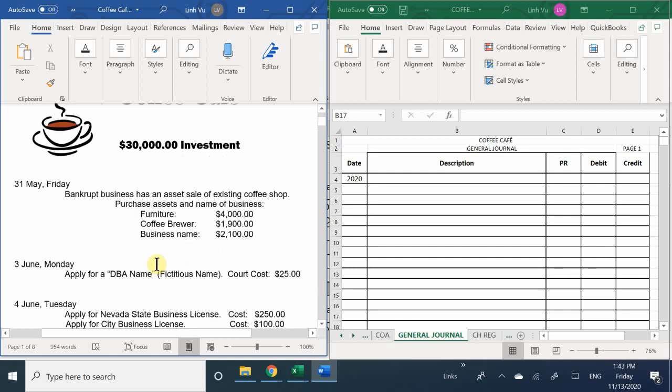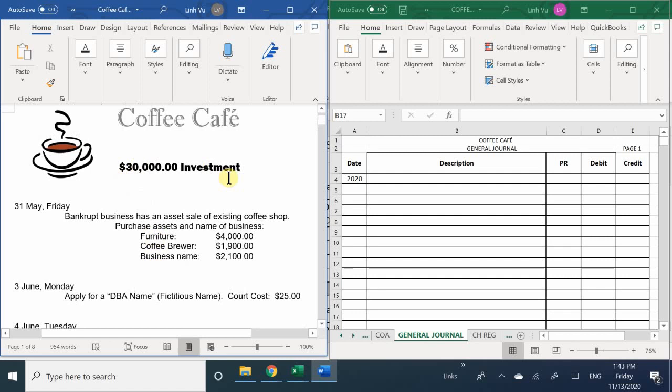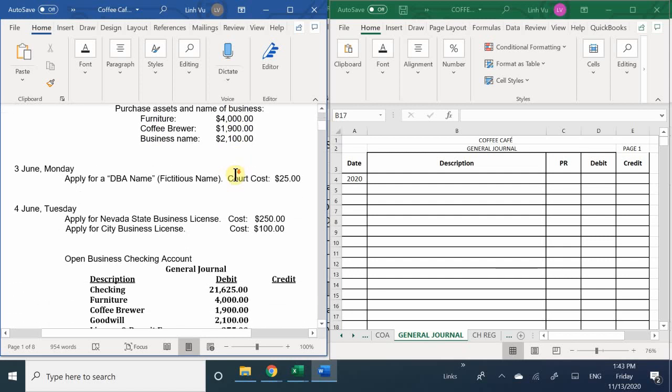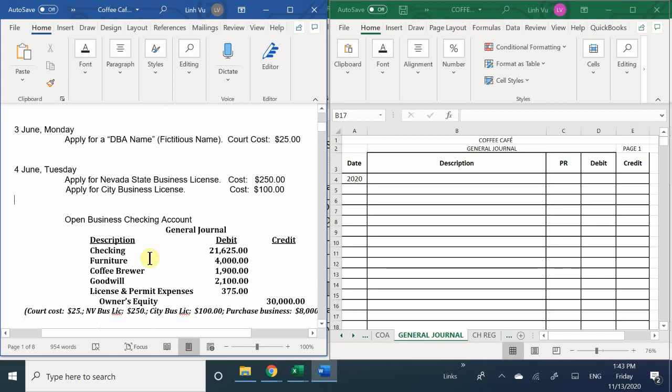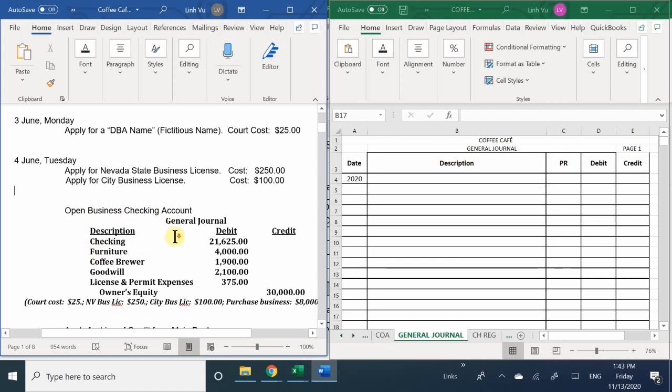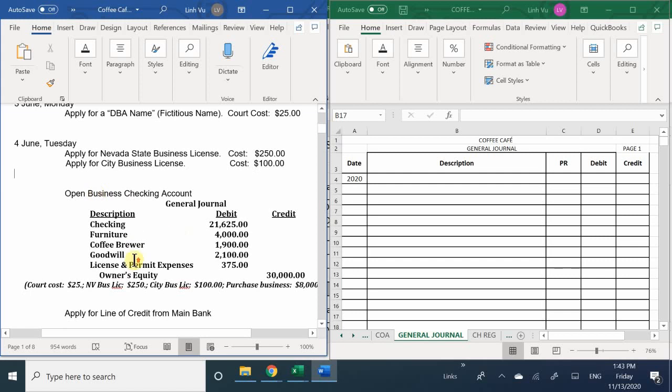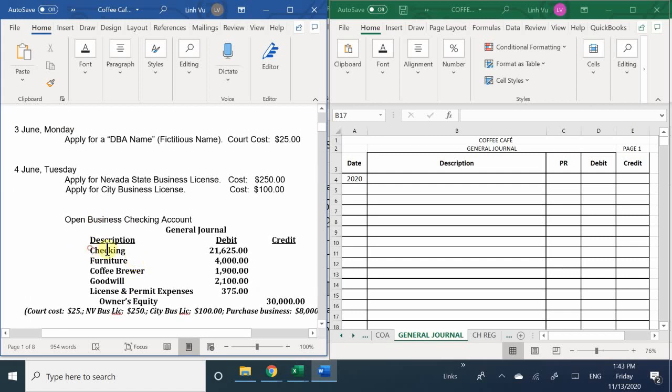Another thing too is if you have $30,000, you definitely don't want to have that in your pocket. So our first thing that we're going to do is make our very first deposit into our checking account. With this being said, this is what the journal should look like. All right. We have money in our checking because that's what we deposit. We recorded that we bought furniture. We recorded that we bought a coffee brewer, and we also recorded goodwill.